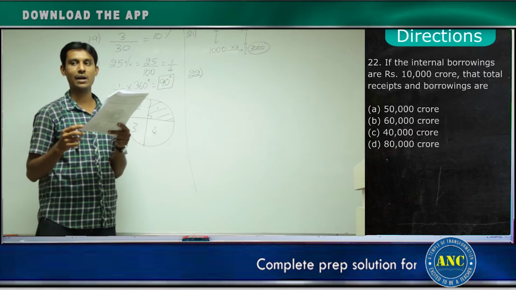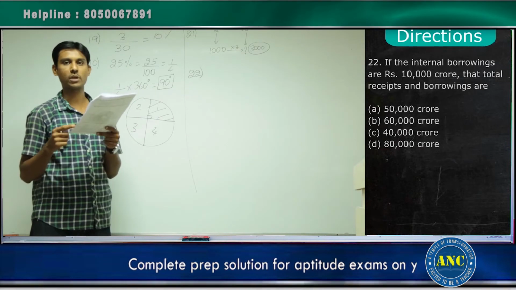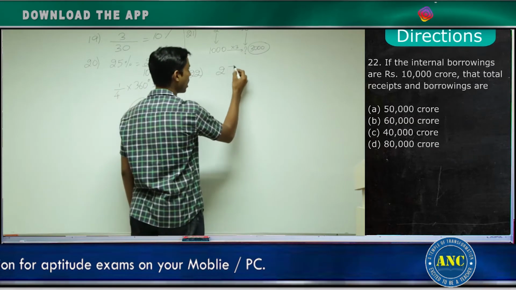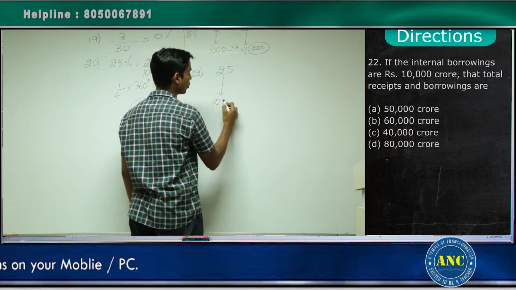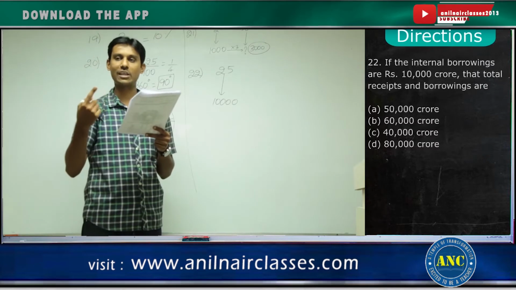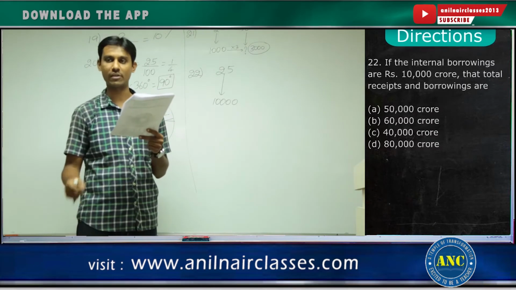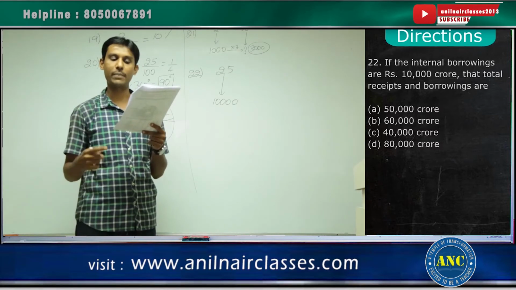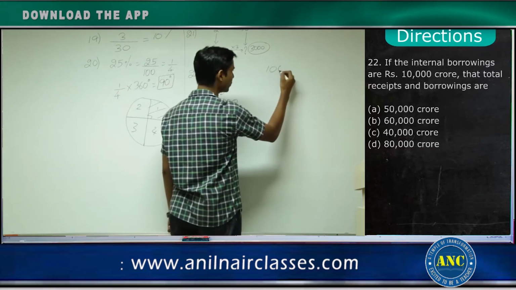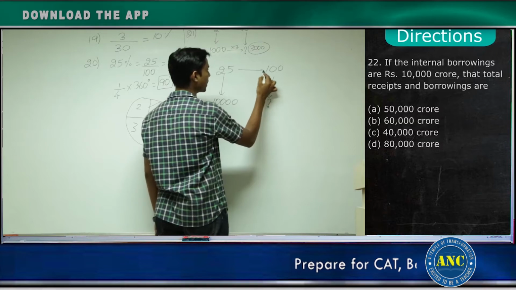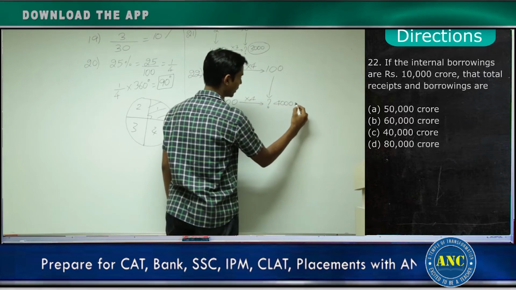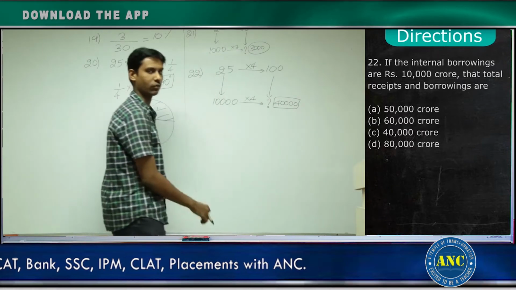If the internal borrowings are 10,000 crore rupees, then the total receipts and borrowings are how much? According to the table, internal borrowings are 25%. According to the question, it is 10,000. Total receipts and borrowings is nothing but all the parameters given in the table. If you add all of them, 25 plus 3 plus 6 plus 2 and so on till the last value 13, you will get 100%. 25 is becoming 100, so multiply by 4. 10,000 also multiply by 4. Answer for this question is 40,000 crore.